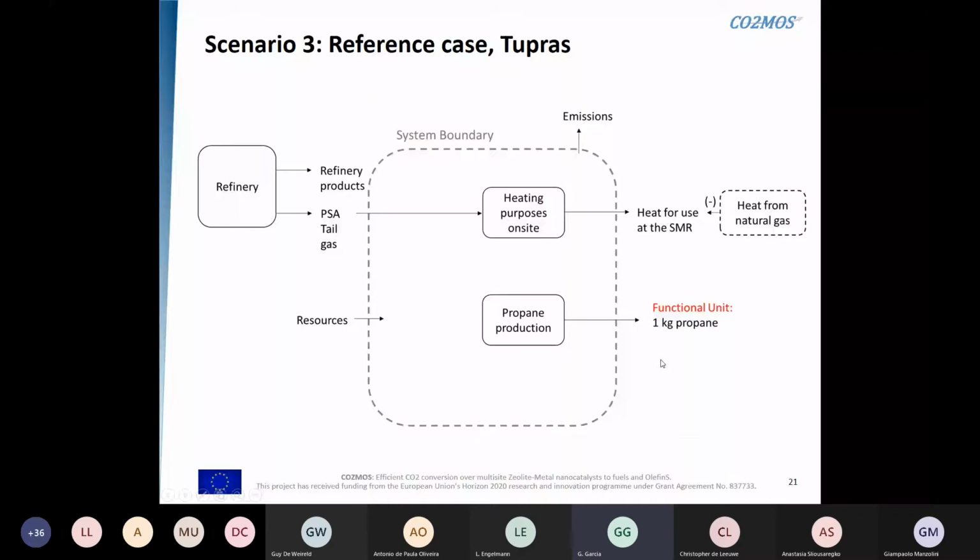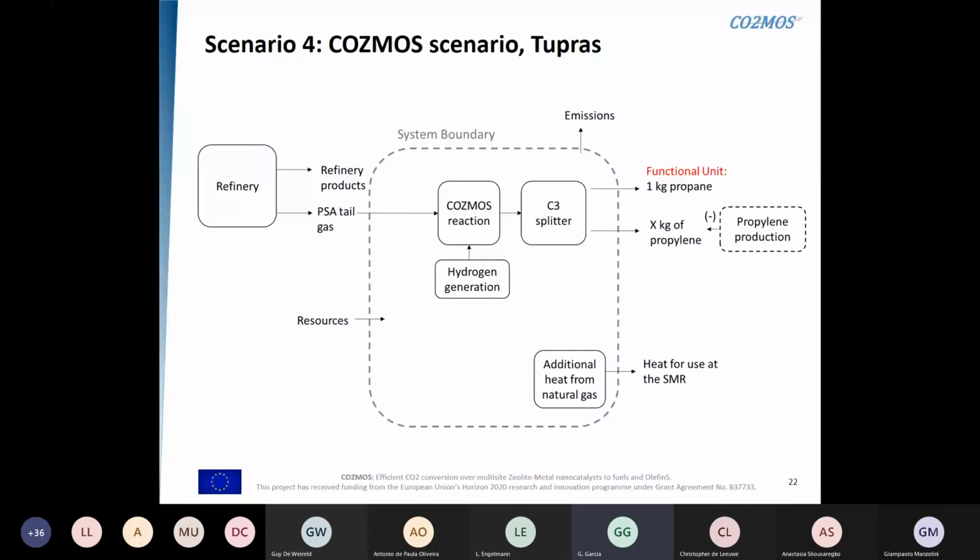And the Cosmos scenario for Tupras, in which the PSA tail gas is no longer sent for heating purposes, but is instead used in the Cosmos reaction. The Cosmos reaction will produce propane and also other products, which displace the conventional production of those products. And also we have to include here the additional heat that we need to compensate from scenario 3.